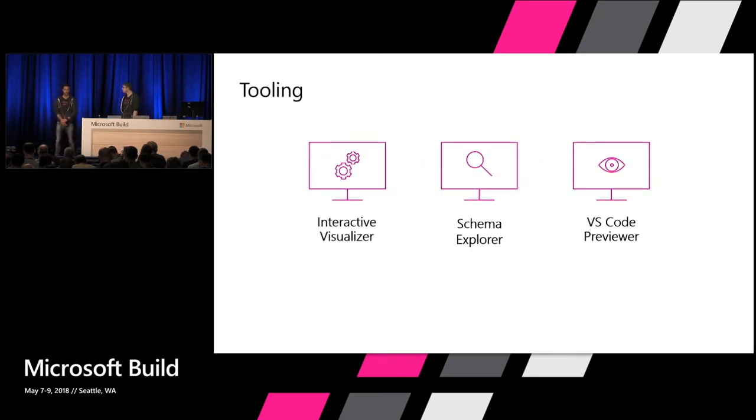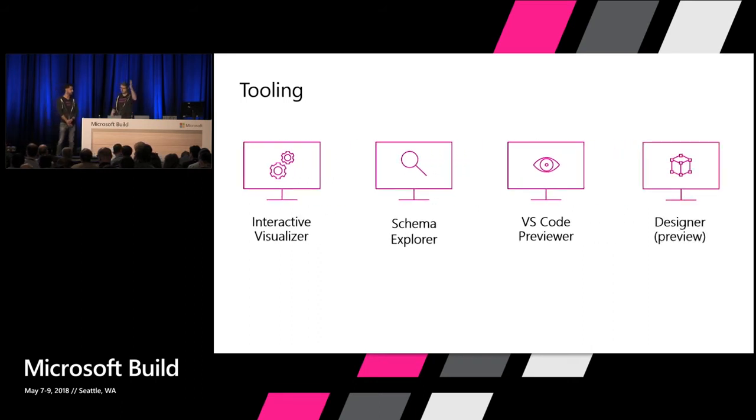We also showed some tooling. So we have that interactive visualizer, the Schema Explorer. We didn't show the VS Code previewer, but it's the same idea. It's that visualizer. If you have a JSON editor and you have a card preview for it, we have a nice tool. Yeah, and you can install it very easily from the Visual Studio Code add-in store or whatever it's called. And of course, the designer that is now in preview.